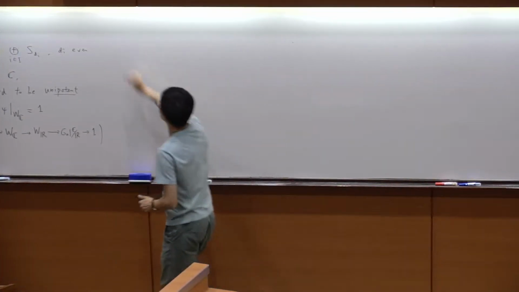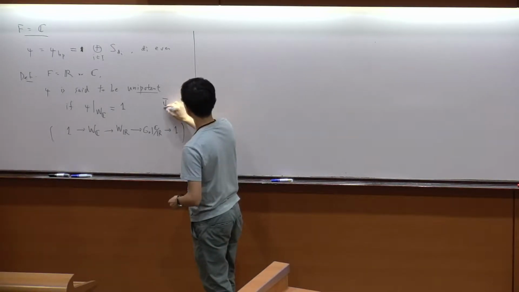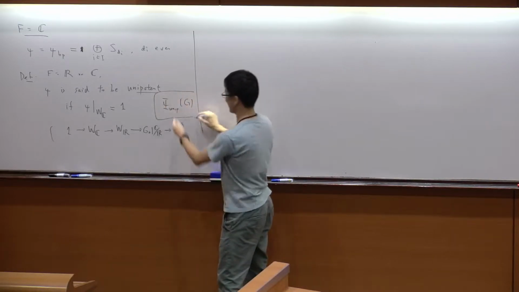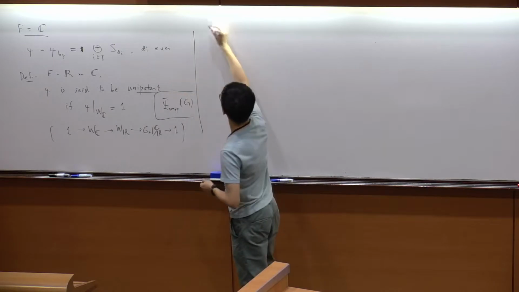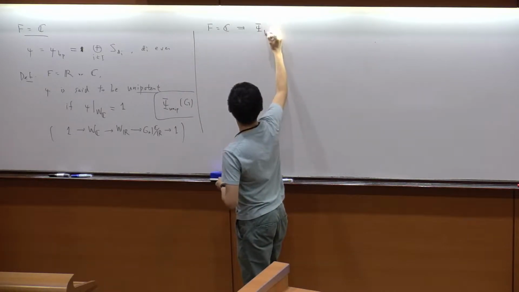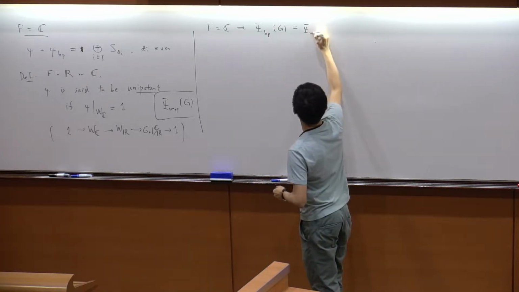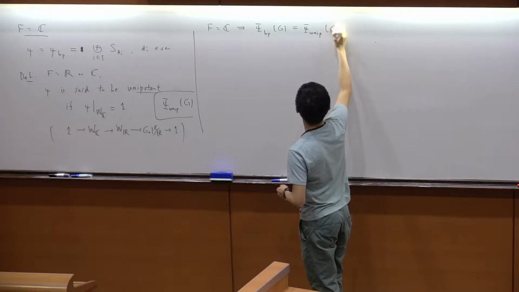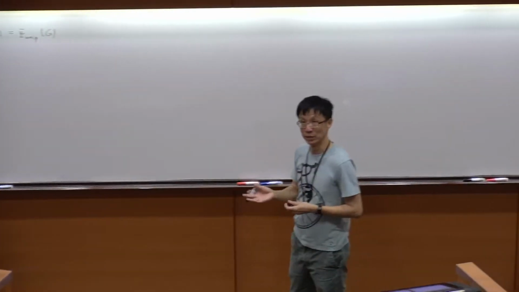Okay, and then for a given group G, you can look at the set of unipotent parameters. Okay? So what we are saying here is that if F is equal to C, then in fact the set of good parity parameters is just the same as the unipotent ones. Okay? But when F is the real numbers, it will not be the case.